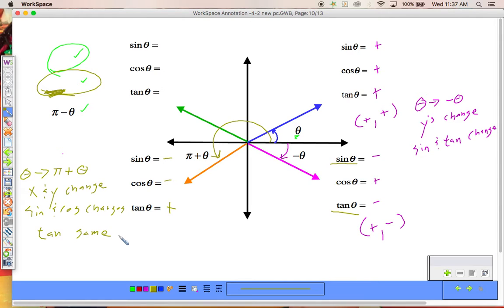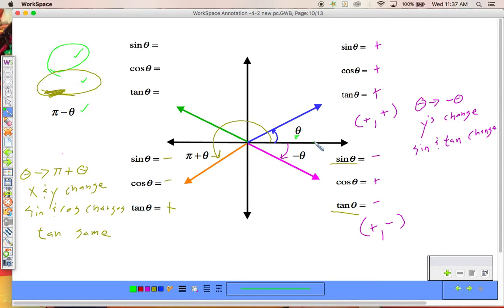So if I start in a quadrant and I rotate halfway around by adding pi, my x's change from the left to the right, my y's change from the top to the bottom, but if I change both, my tangent stays the same. So from theta to pi plus theta, halfway around that unit circle, your sine and your cosine change, but your tangent stays the same. And once we go over this and we do some problems, hopefully it'll make a little more sense. All right, last one.